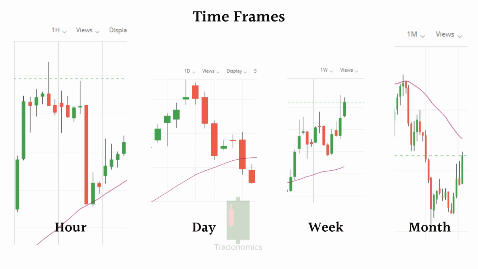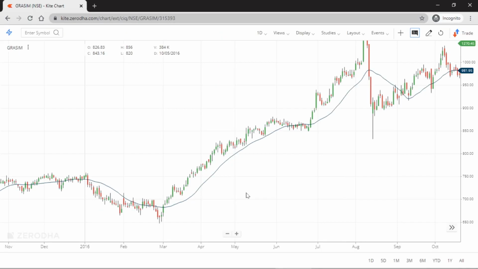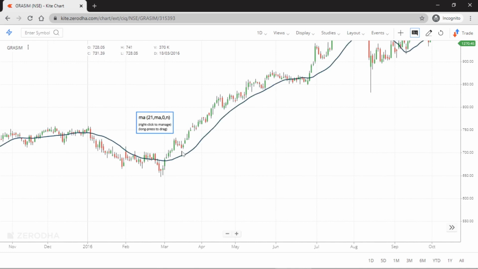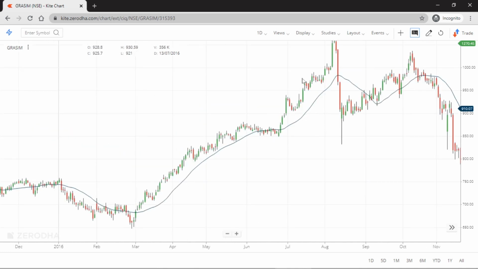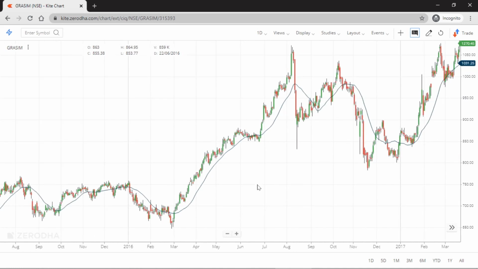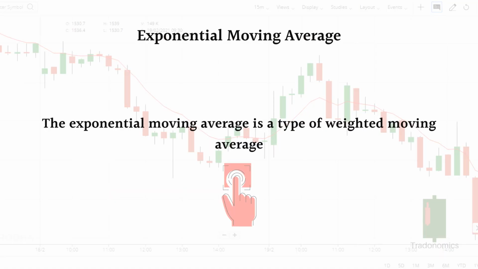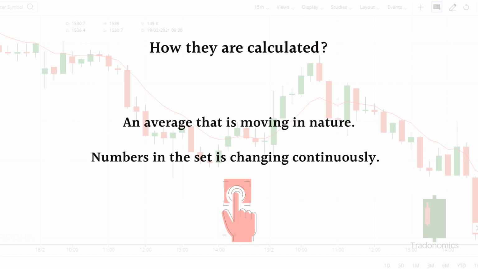If you are using a day as a time frame, then the SMA, or simple moving average, would give an equal weightage to all the previous days. If you want a simple moving average for 50 days, then the price of the first day and the last day of your set will equally affect the calculation and also the line you want to draw. Unlike a simple moving average, an exponential moving average is a type of weighted moving average which gives more weighting or importance to the recent price data. Let's find out how they are calculated.